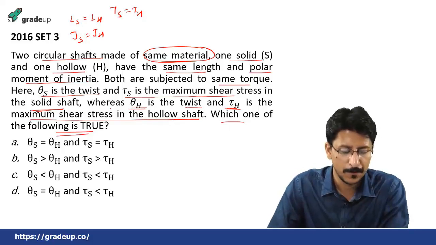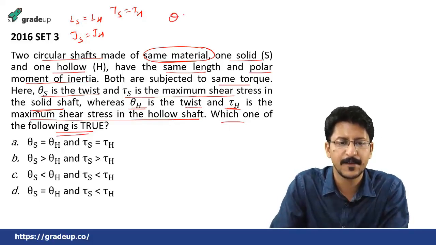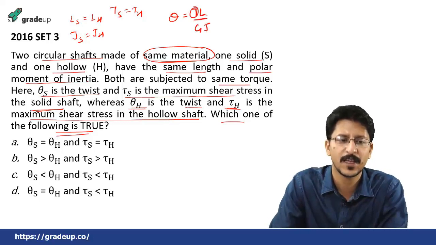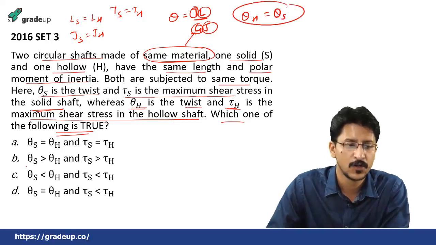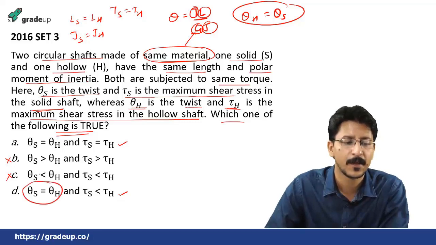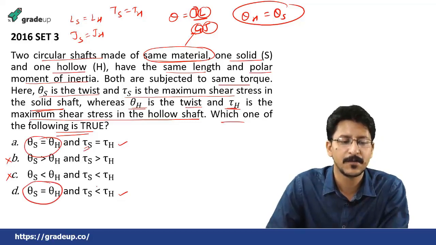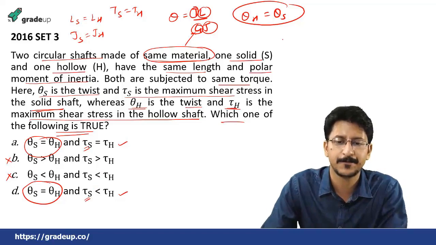You know that theta is given by TL by GJ. Since T is the same for both cases, L is also the same, J is also the same, and they are made of the same material, that means G is also the same. So theta will be the same for both the hollow and the solid. So this option and this option automatically go out. Our correct option can be either this or this. We will see this from the maximum shear stress case.